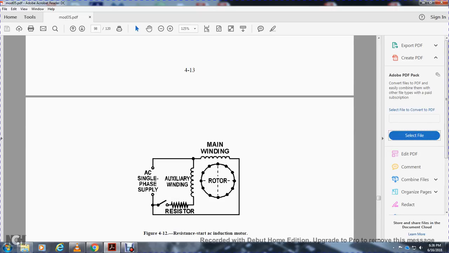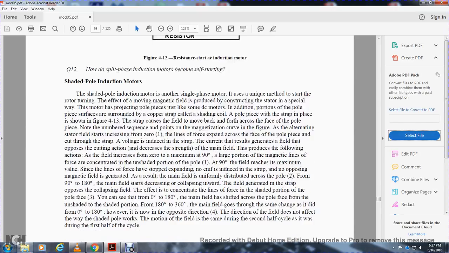Figure 4-12 shows the resistance start AC induction motor, an AC single phase with the resistor, auxiliary winding, main winding, and rotor. Now, shaded pole induction motors. Shaded pole induction motors are another single-phase motor with a unique method to start the rotor, using the effect of the magnetic field produced by the construction in a special way.